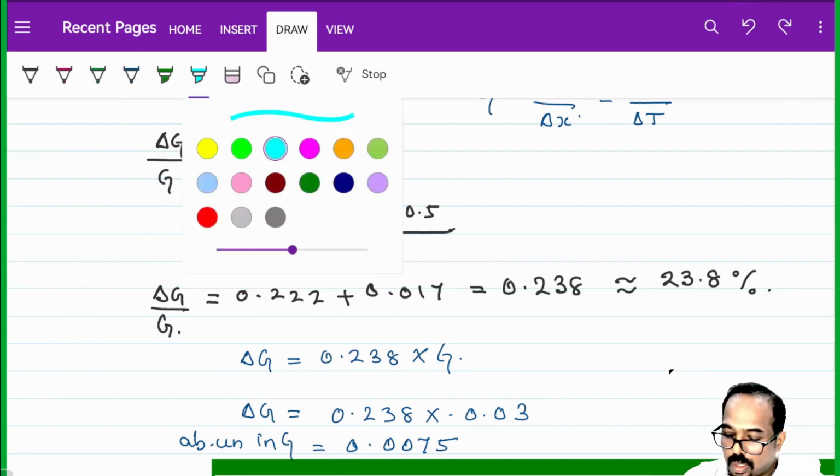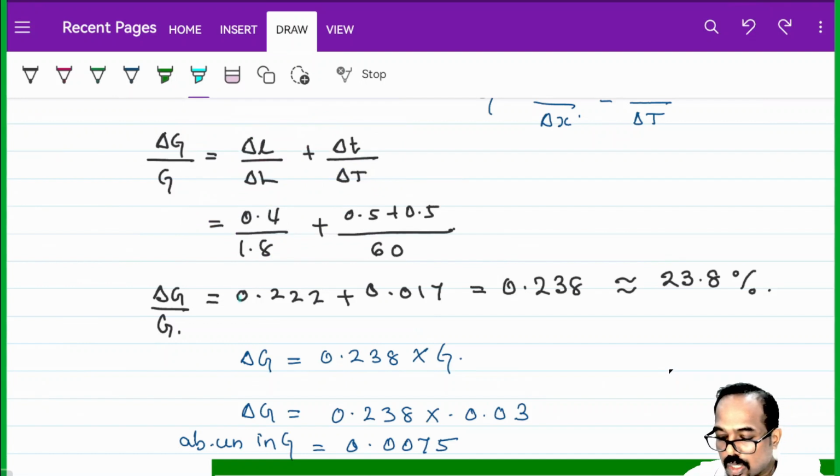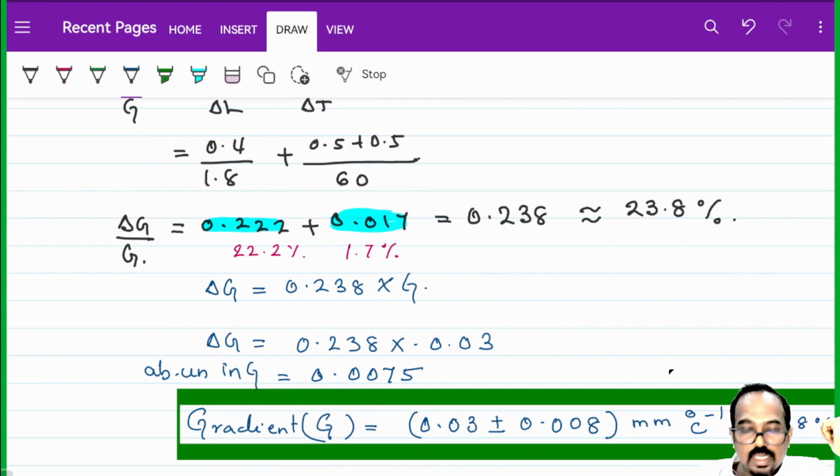So here, this is the fractional uncertainty in measuring the length. This is the fractional uncertainty in measuring the temperature. You check this one. What is the value? Percentage uncertainty multiplied by 100, 22.2 percent. And this one is 1.7 percent. Correct or not? So when you compare this uncertainty, you know that 22.2 percent uncertainty is there in the 1.8 mm measurement, which is significant, right?